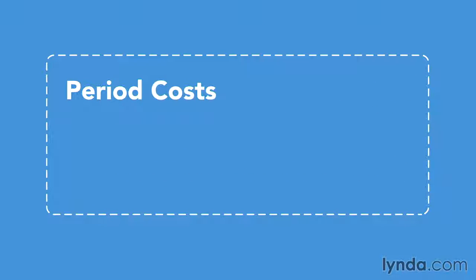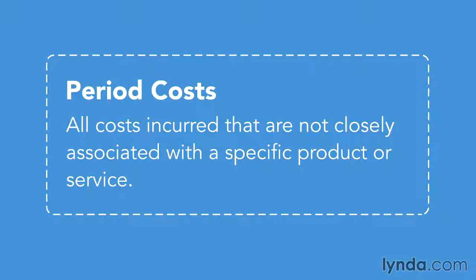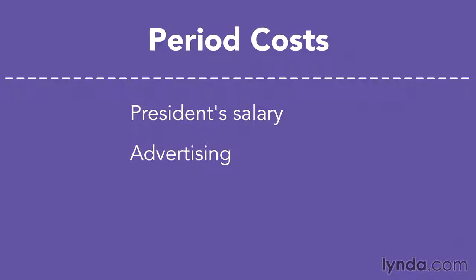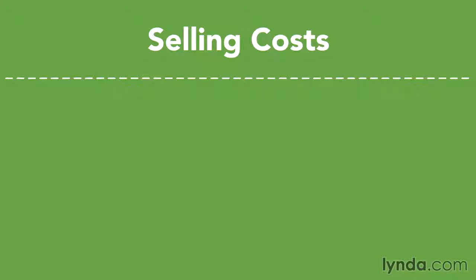Now, period costs are all costs incurred that are not closely associated with a specific product or service. In a fast food setting, examples of period costs are the president's salary, advertising, and office costs incurred in the corporate headquarters. These costs are not directly associated with the sandwich that you are eating or the environment in which you are eating it. In general, the most common period costs are selling and administrative costs.